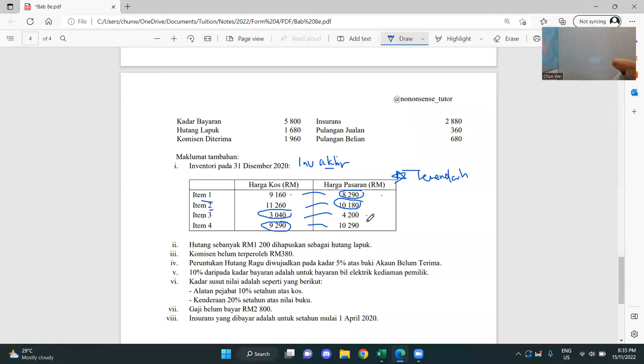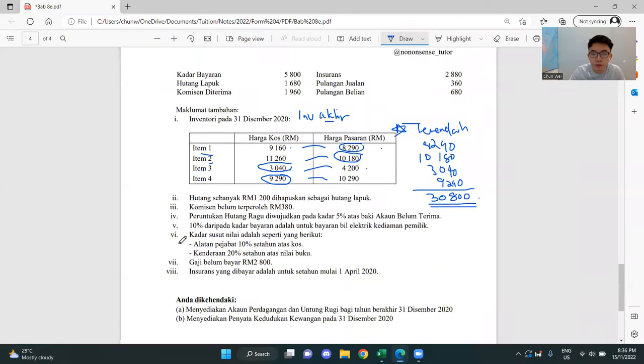Get my calculator. Okay, 8290, 10180, 3040 and 9290. Add these four up. So what do you get? 30,800. So this 30,800 is your inventory akhir here.